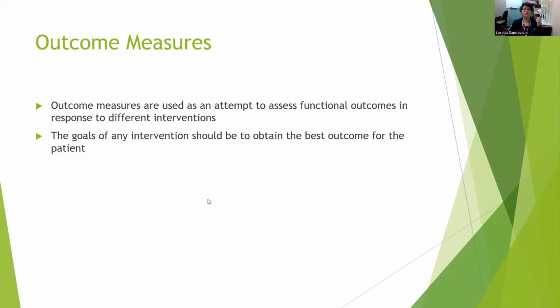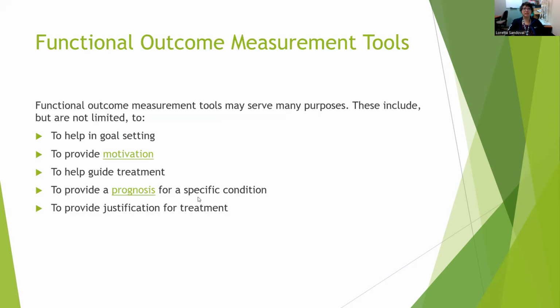So outcome measures are used as an attempt to assess functional outcomes in response to different interventions. The goal of any intervention should be to obtain the best outcome for the patient. So functional outcome measurement tools can serve many purposes. The purposes of using the tools include, but are not limited to, helping goal setting, providing motivation for the patients, helping to guide treatment, providing a prognosis for a specific condition, or to provide justification for treatment.